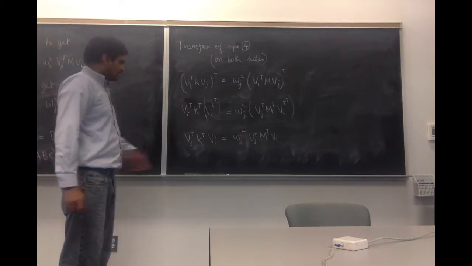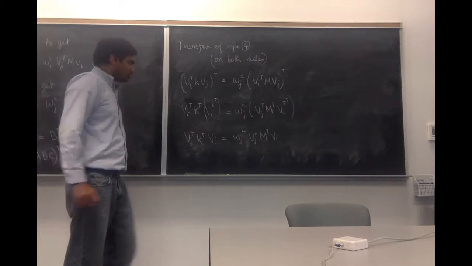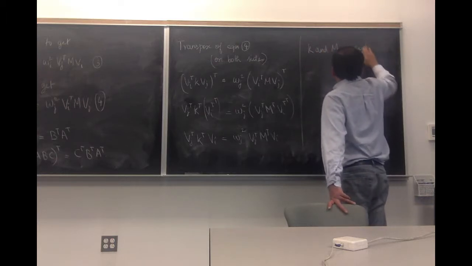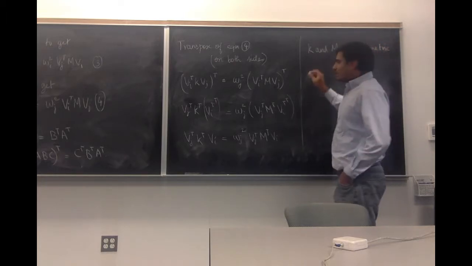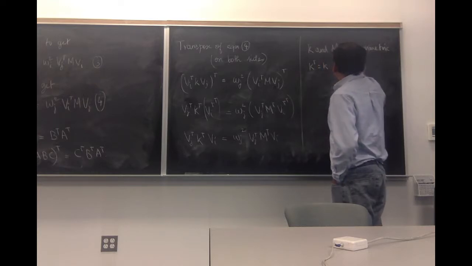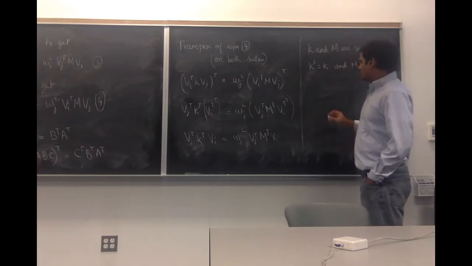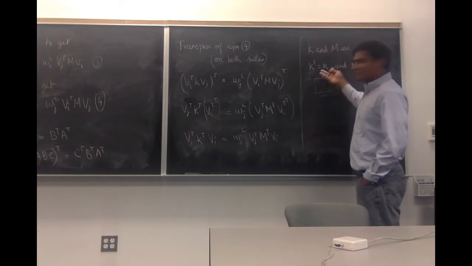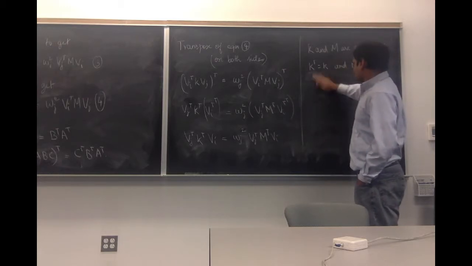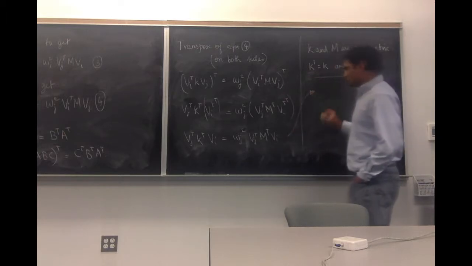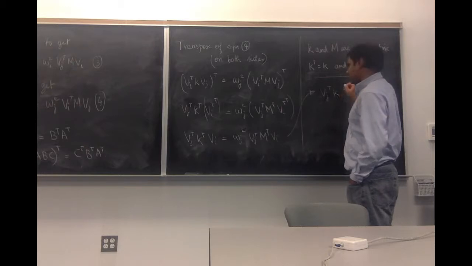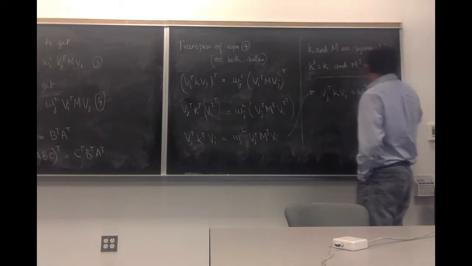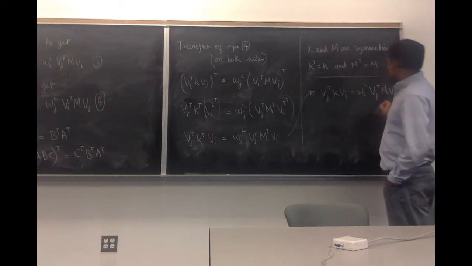But this equation can also be simplified further using the fact that K and M are symmetric. This just means that K transpose equals K and M transpose equals M, right? Symmetric just means that if you reflect about the diagonal, that's basically the transpose. That's what you mean by symmetric. Okay. So this equation becomes Vj transpose K Vi, because K equals K transpose, equals omega j square Vj transpose M Vi. Let's call this equation number 5.